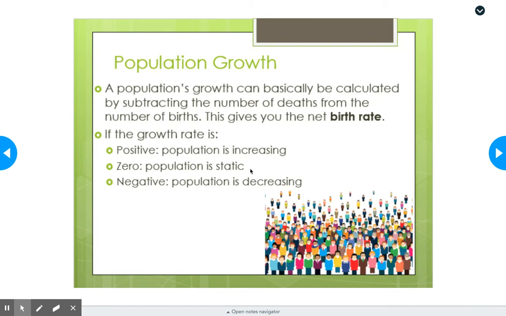If the growth rate is zero, that means the population is static. There's no change. The number of births exactly equals the number of deaths. If the growth rate is negative, that means the population is decreasing. So the number of births is lower than the number of deaths. In Unit 2, Task 3 that you're working on, you're going to be calculating this for a set of populations.